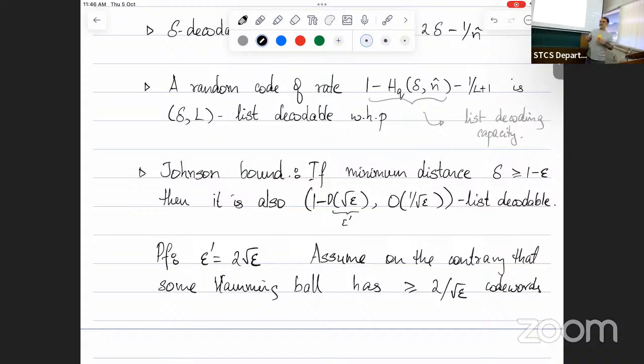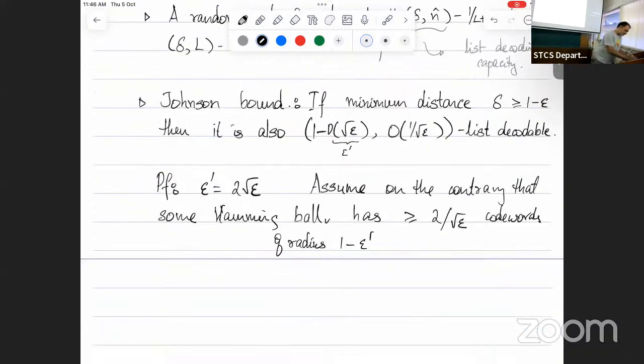And by some Hamming ball, I mean some Hamming ball of radius 1 minus epsilon prime. It has this many code words. We're going to use the same intuition. We're going to write this inclusion-exclusion calculation. But it may be the case that I have lots of code words in this ball. I'm going to fix exactly 2 by root epsilon of them and deal with those.